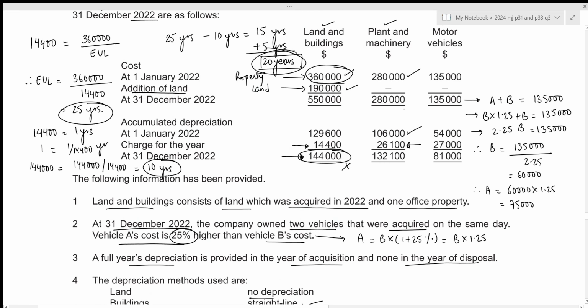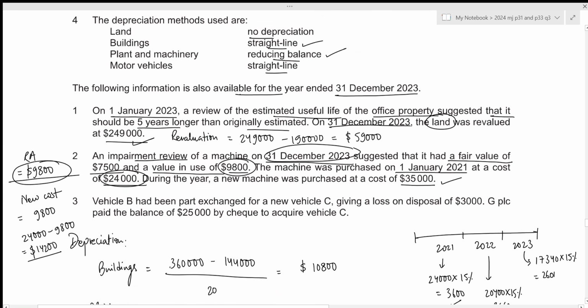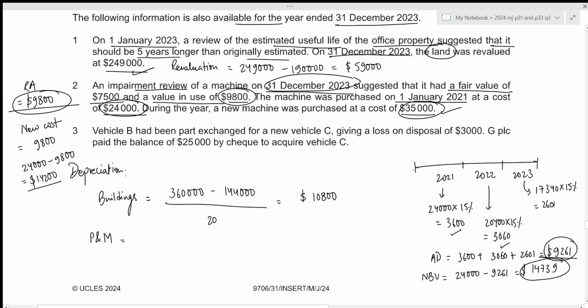So we have 280,000 as the cost, 132,100 as the accumulated depreciation, and we have a purchase as well. So we need to include this 35,000 as part of our cost, and we already know that the rate per annum is 15% under reducing balance method.